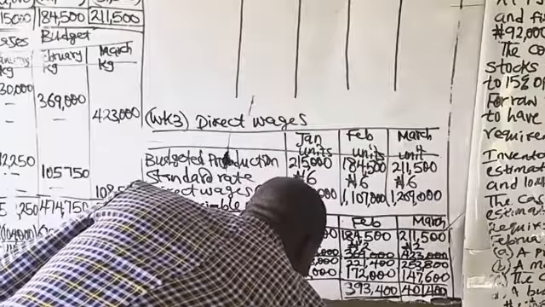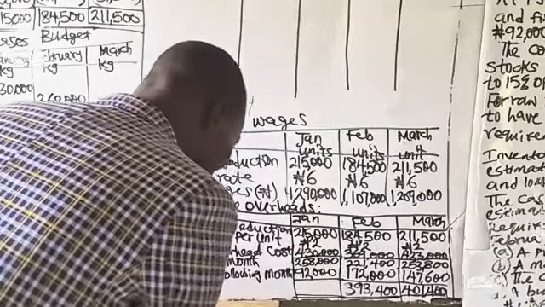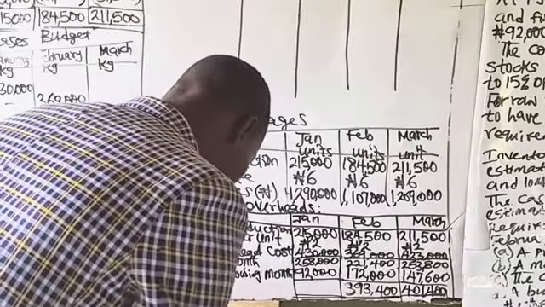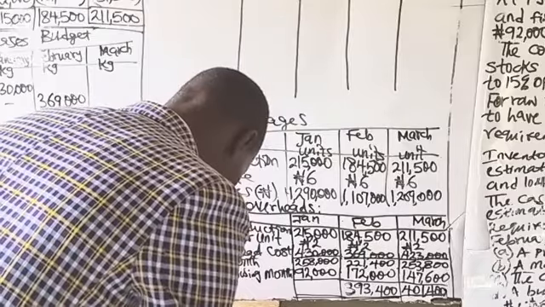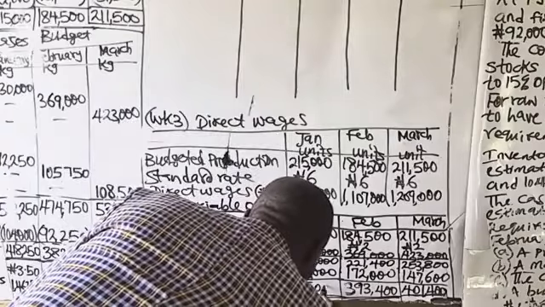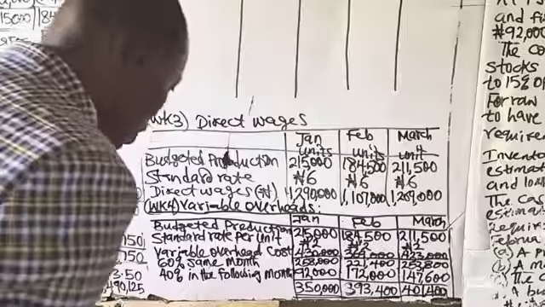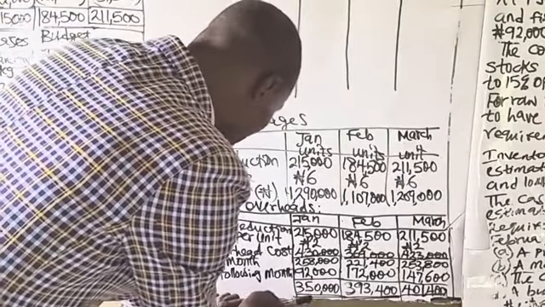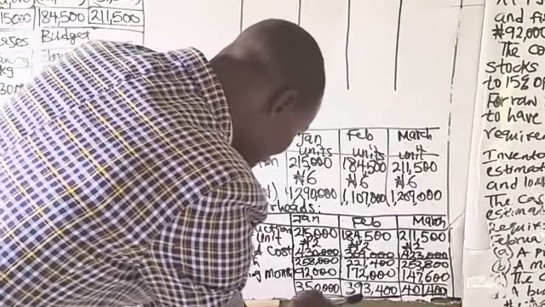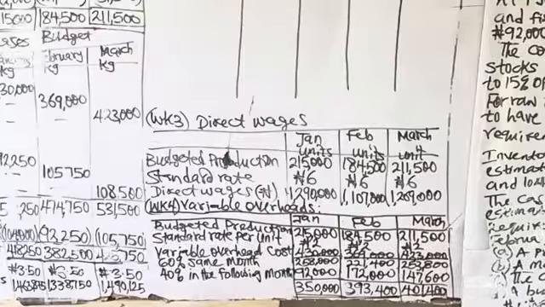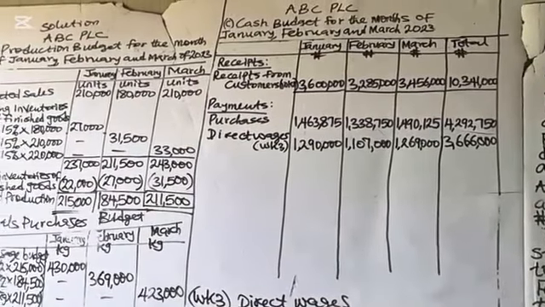So if you add the 92,000 to the 258,000 we have in January, that totals 350,000. The variable overheads that will be paid in the month of January 2023 amounted to 350,000. So we will include 350,000 in the cash budget in the month of January, 393,400 in February, and 401,400 will be included in the month of March 2023.